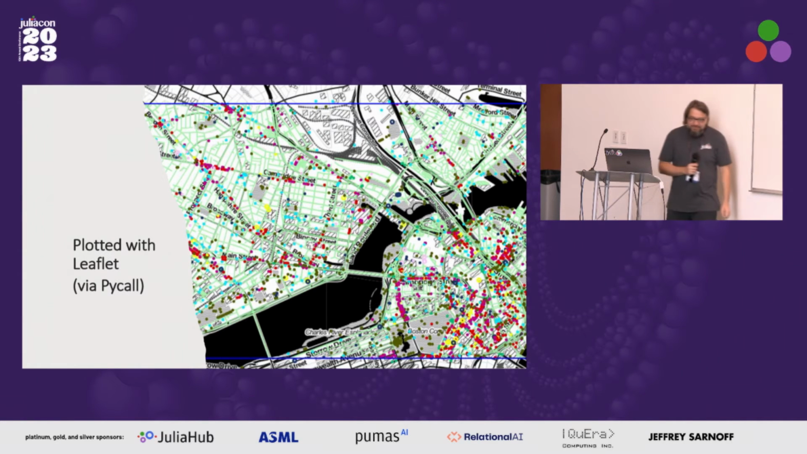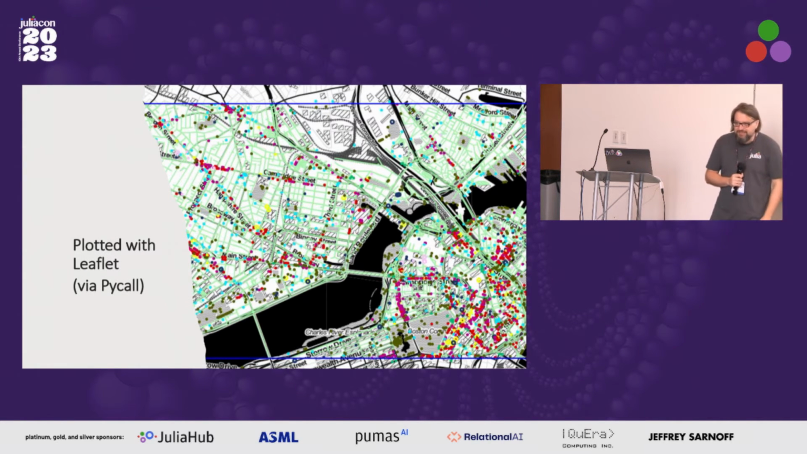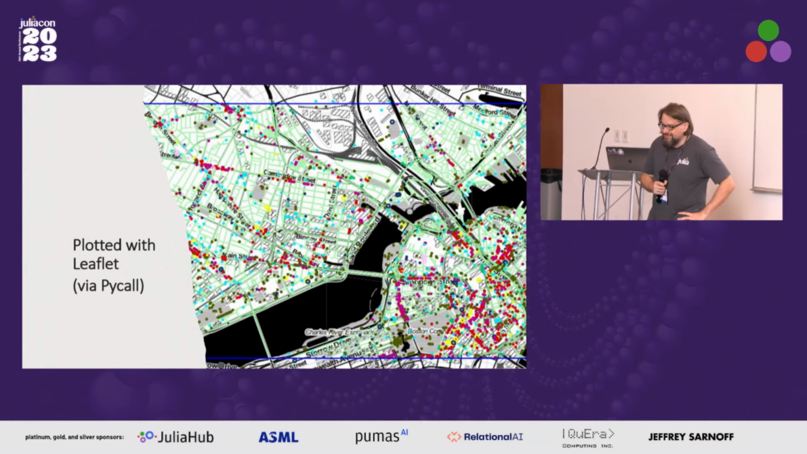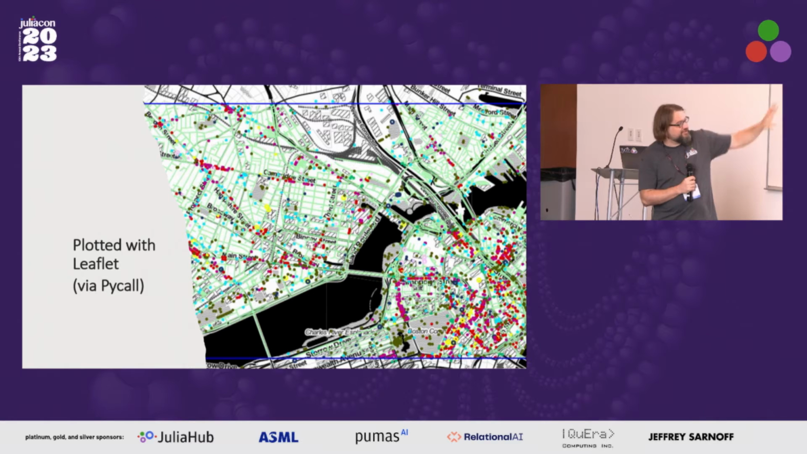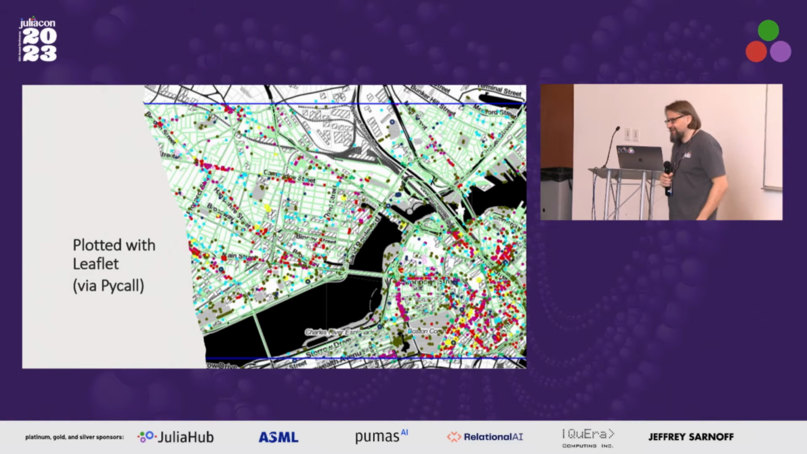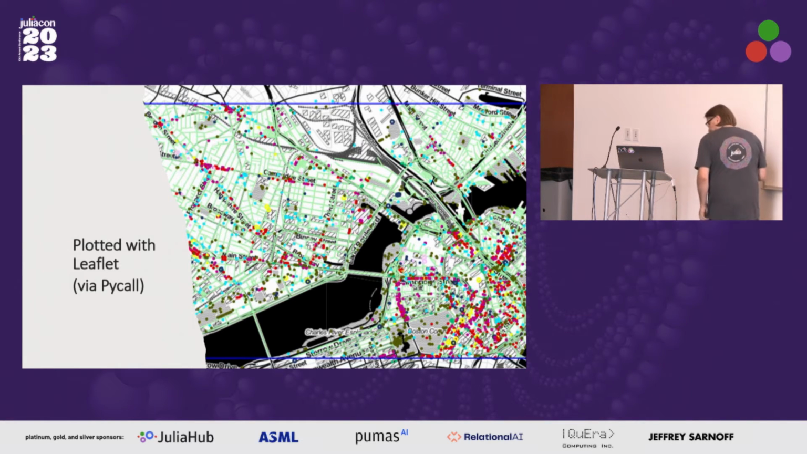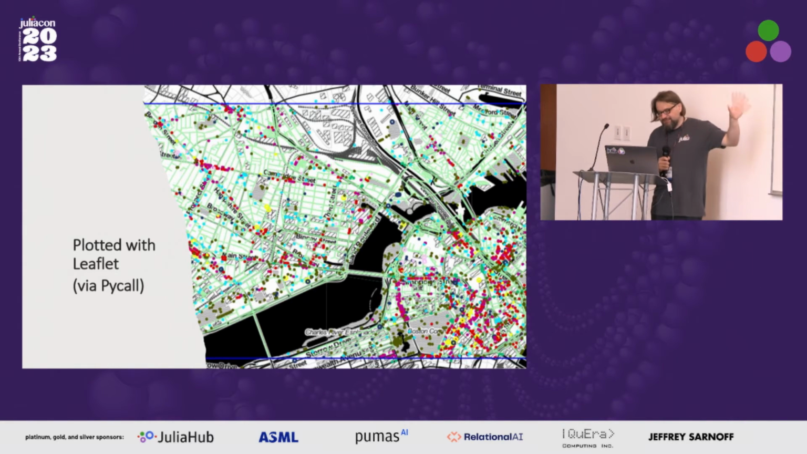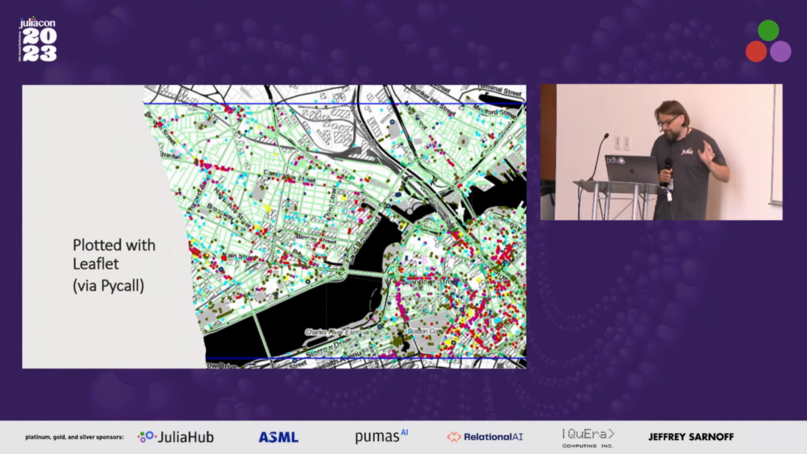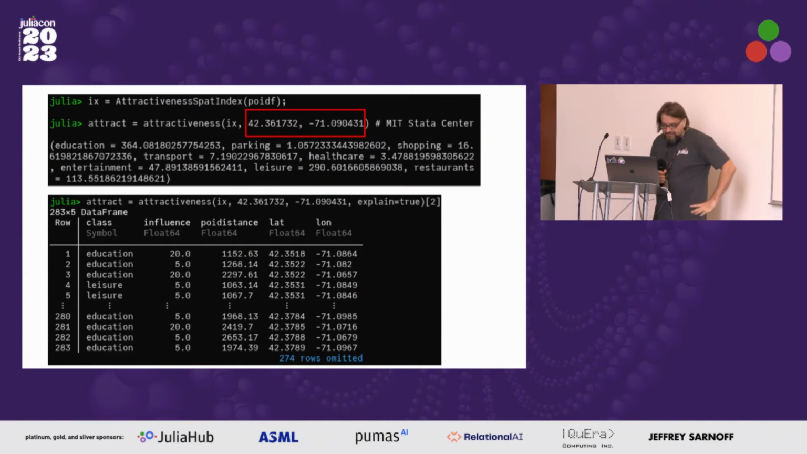Now this is a plot. Here I'm using Leaflet via PyCall. This is the data that has been extracted in the previous step, and here you see all the locations around our conference venue. Additionally, they have been divided into 8 classes with 8 colors, like parking spaces are blue, restaurants are red, and so on. So this is the spatial information.